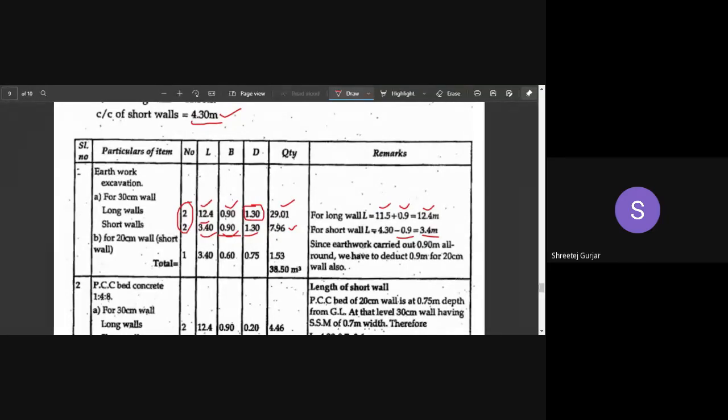So both of these are for 30 centimeter wall. Under earthwork excavation, we are done with 30 centimeter wall. So next we have to calculate for 20 centimeter wall.